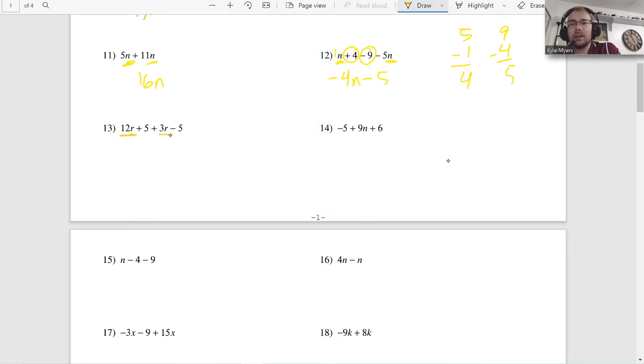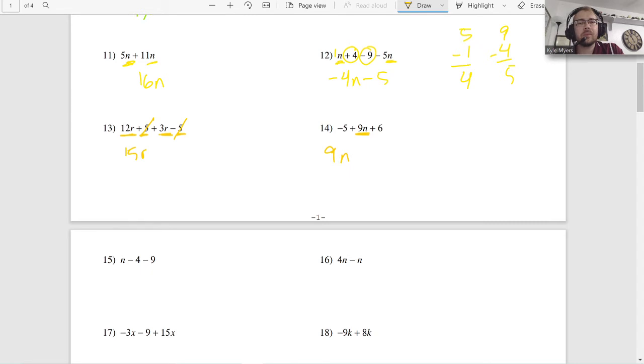Here's an R. Here's an R. They both have the same power of R, so 12 plus 3 is 15. Here's a 5. Here's a 5. Oh, hey, 5 minus 5. That goes away. That's 0. So it's just 15R. There's only one n here, so it can't combine with anything else.